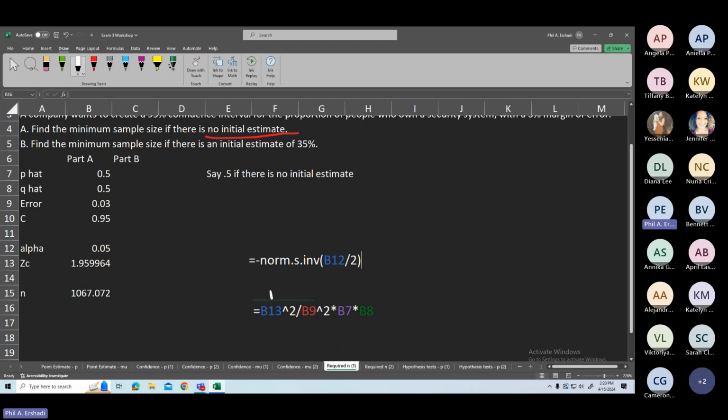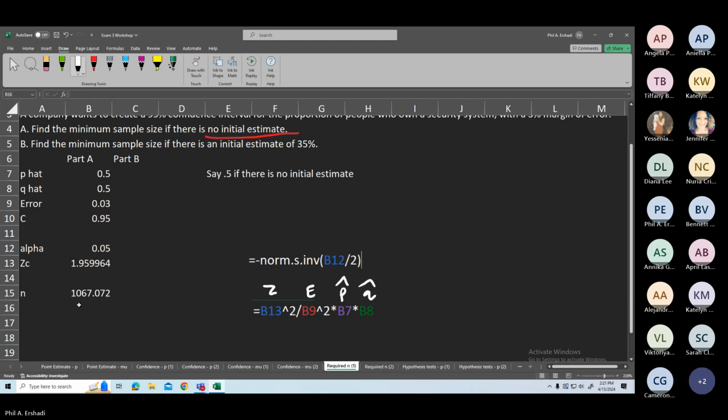So we're going to go P hat, Q hat. I'm sorry, I wrote this in the wrong order. So P hat and Q hat go over here. And then I've got Z over E right there. So Z squared over E squared times P hat times Q hat. So that will do the job.